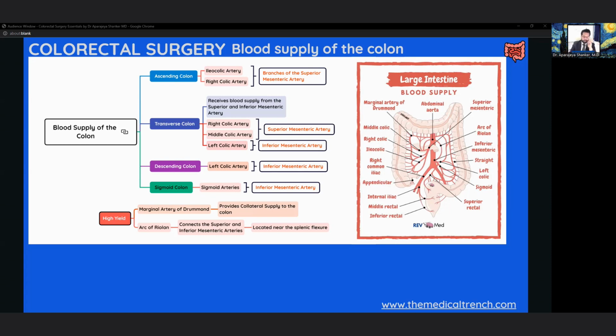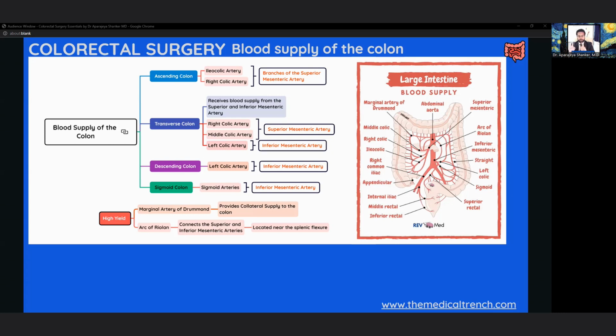Now, the disadvantage here, of course, is that the arc of Riolan is not always present in most people. From a retrospective study done a few years ago, they discovered that maybe upwards of 30 to 40% of patients don't actually have the arc of Riolan. So one of the main steps of understanding your preoperative planning for these patients is to try to understand the level and depth of the vascular supply that is available to you.